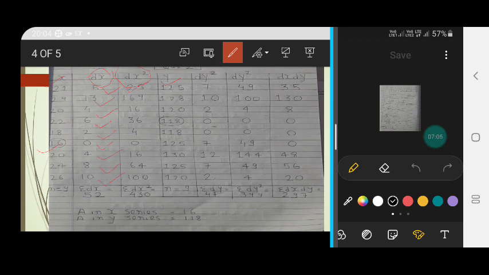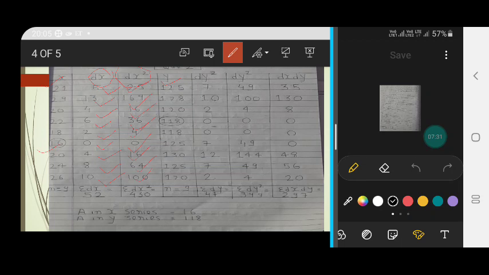In case of 13, 169. Then for 4 the square would be 16. For 6 square would be 36. For 2 square would be 4. For 0 square would be 0. Again for 4 square would be 16. For 8 square would be 64. For 10 square would be 100. So this way we have calculated the values under the dx square.